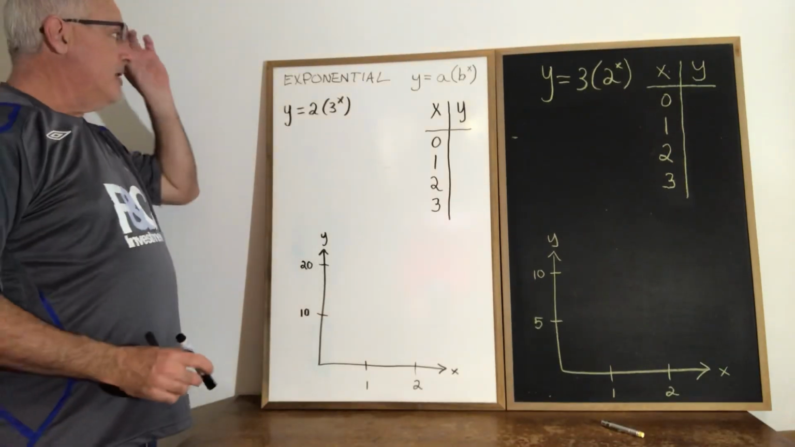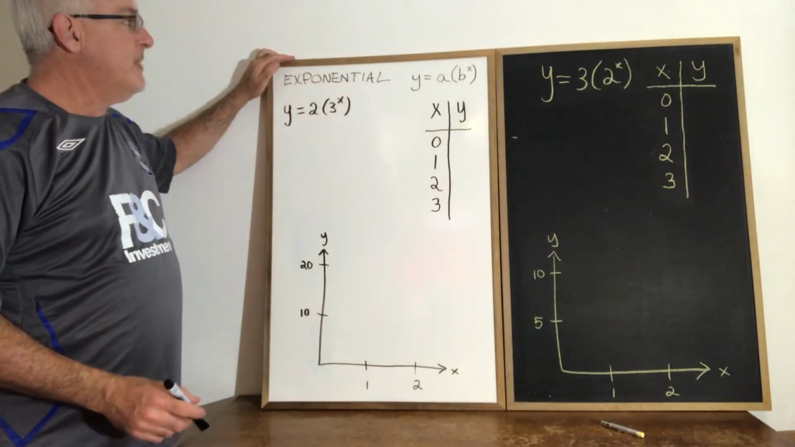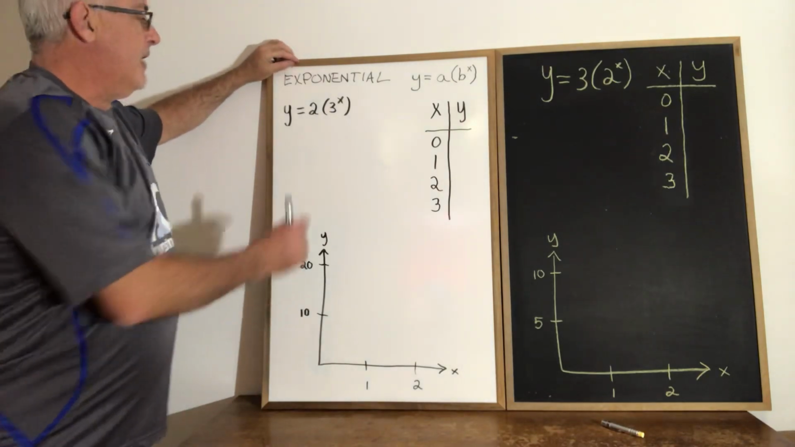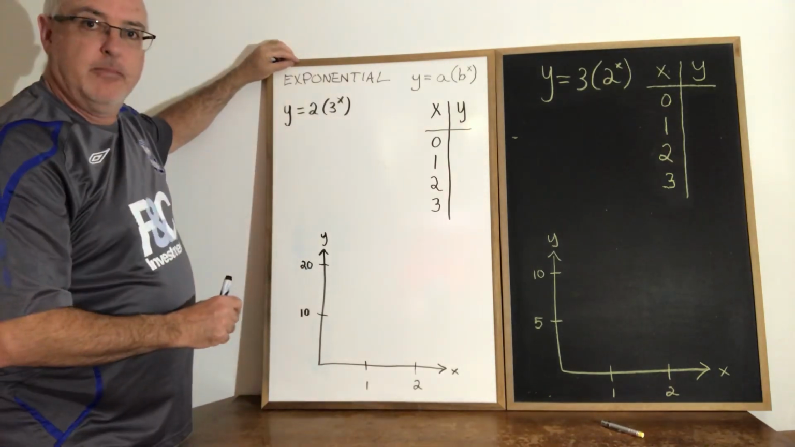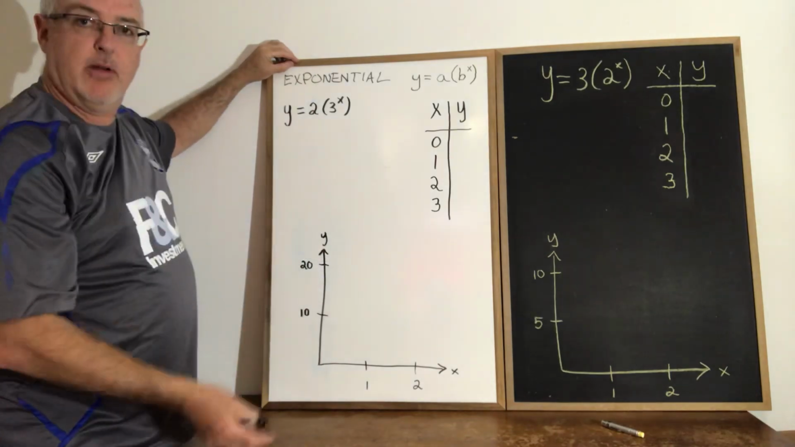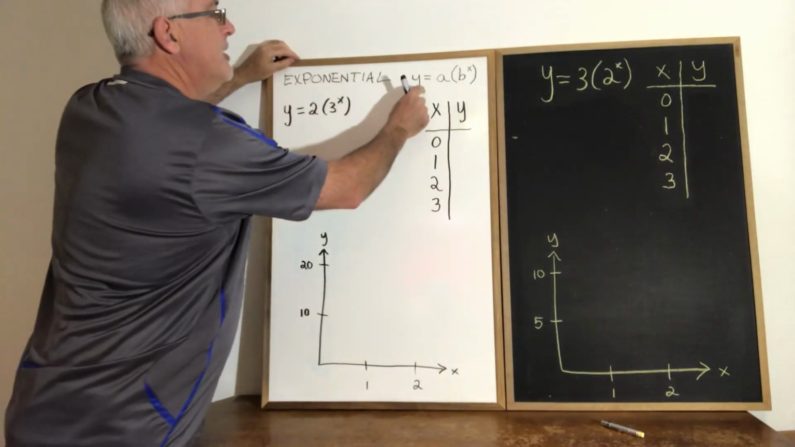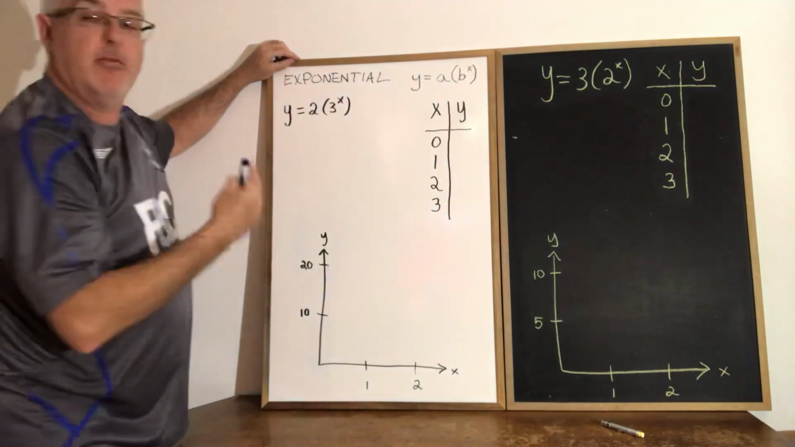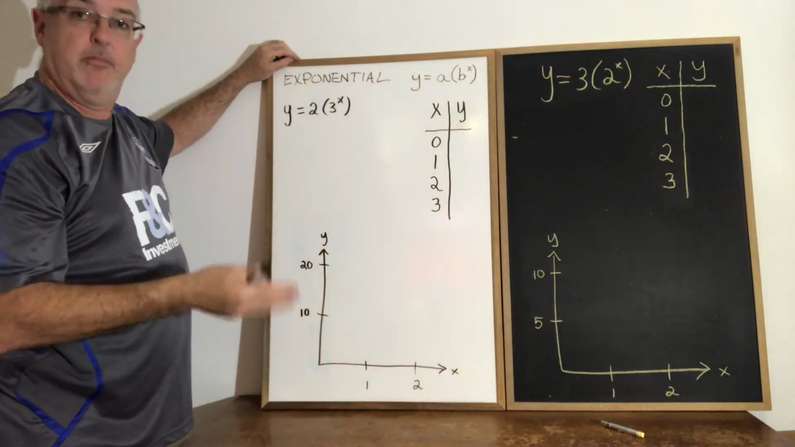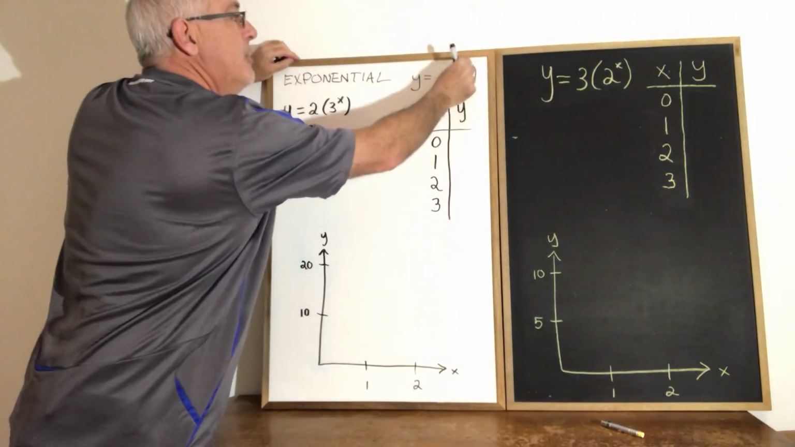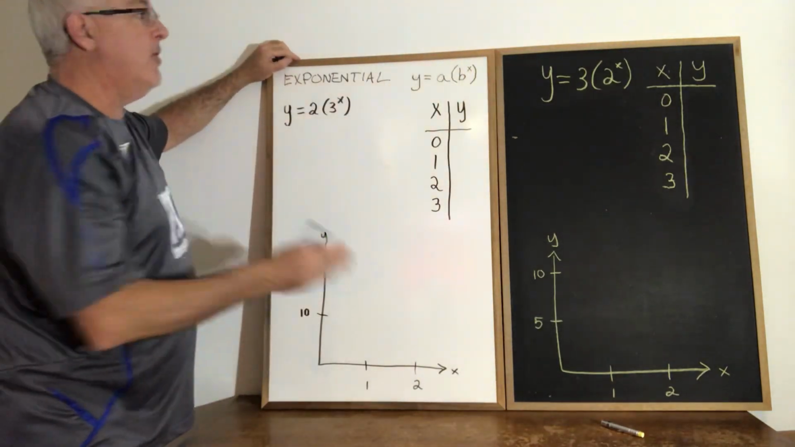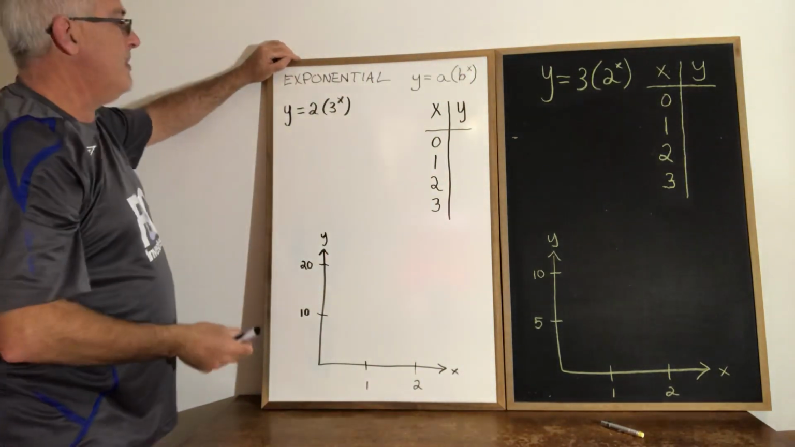Today's Daily Dose of Math is about the exponential function. Specifically, if you're given the rule for an exponential function, how to make a table of values and graph it. Now the basic form of the exponential function is y equals a times b to the x. And remember, you have to apply the rule of BEDMAS here. The b has to be brought to the exponent x first before being multiplied by the a.